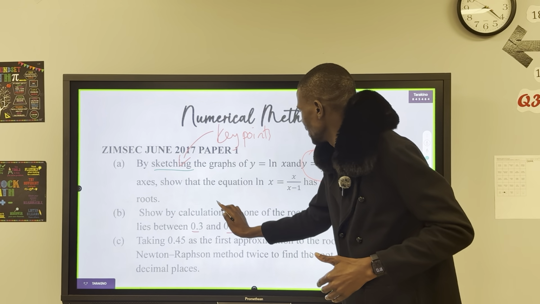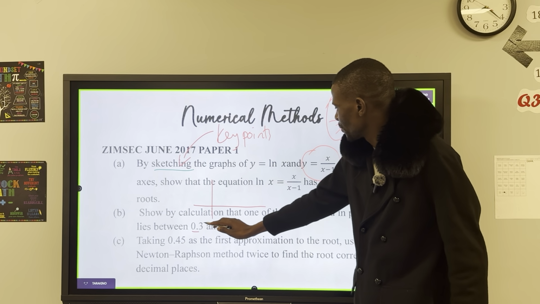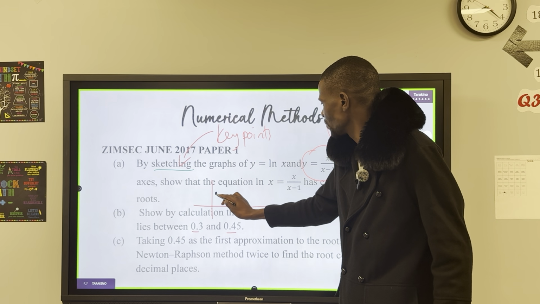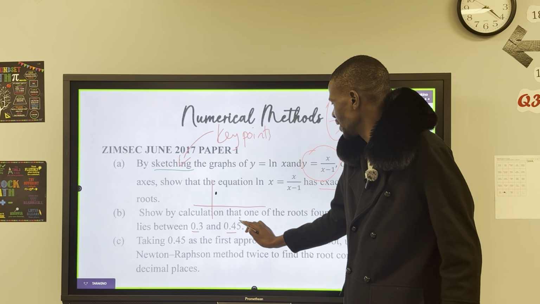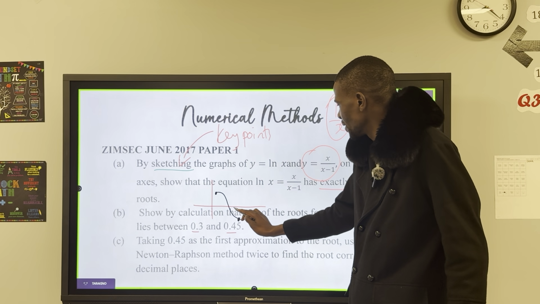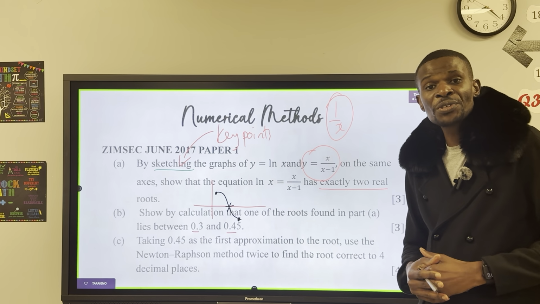So what it means is that when you have your axis here, right, then you sketch from 0.3 because that's a continuous graph. So from 0.3, you get a positive solution. Then from 0.5, you get a negative. But remember what I'm saying, the graph is continuous. So somewhere, somehow, it passes through the x-axis, hence we have a solution there.